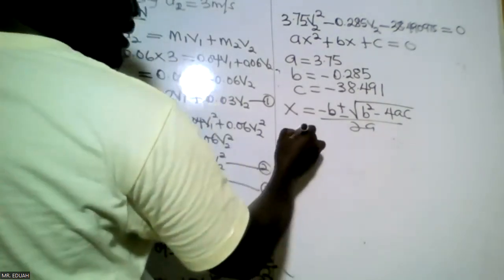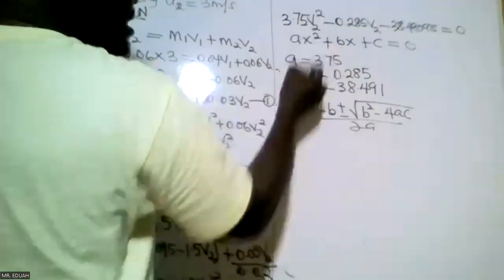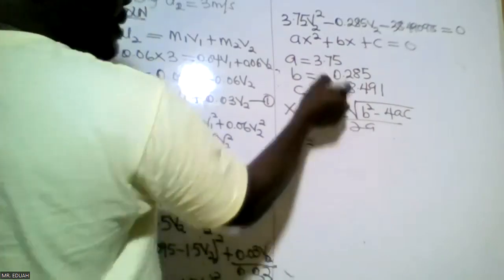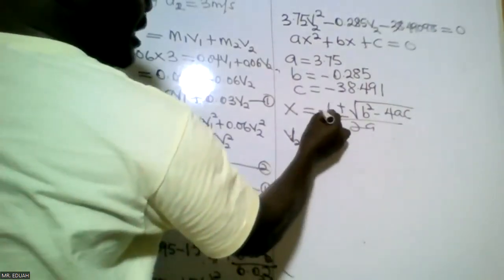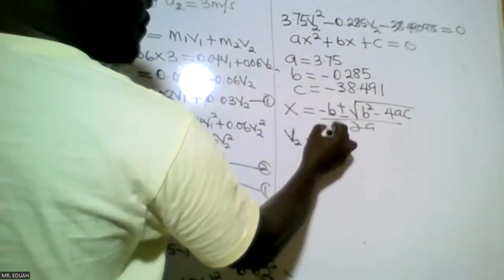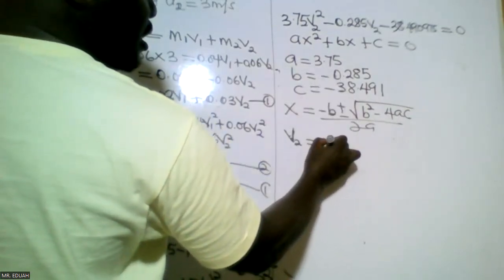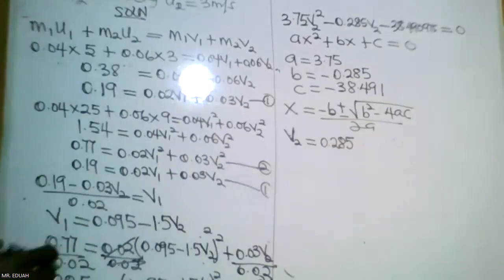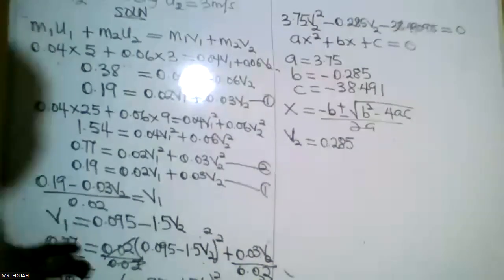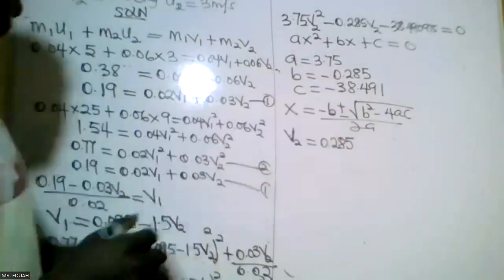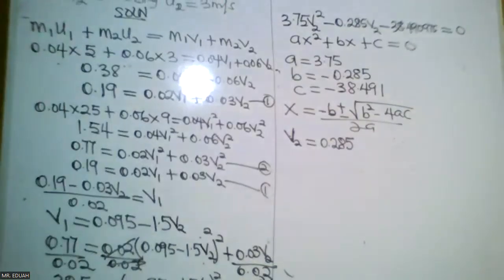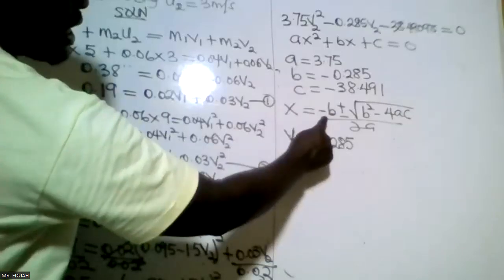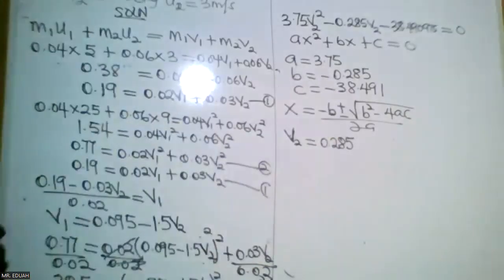So our x here is equal to V2. Substitute your figures. Negative and b is negative, so positive 0.285. I'm sure you understand why it's positive: because in the formula we have negative here and b is negative, so it's like negative times negative.